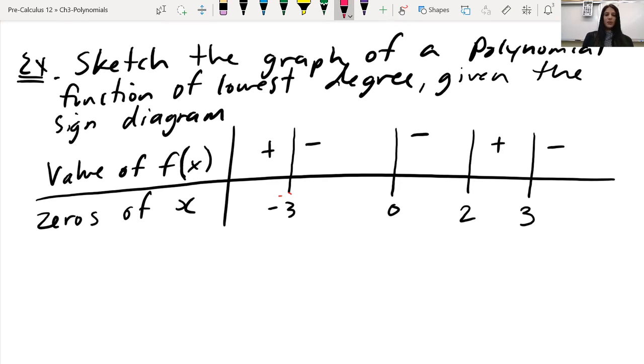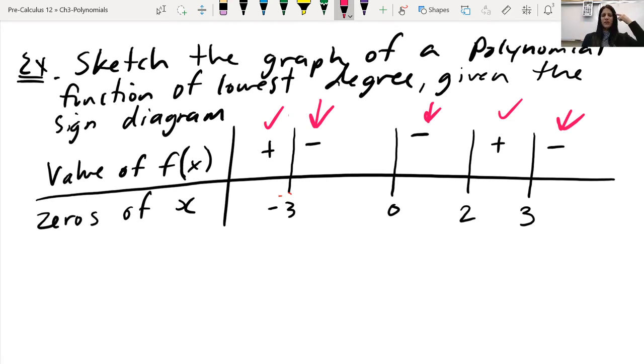So we notice that the value of f of x, this stuff up here, is telling you what the y values are doing. Right here and right here, the y values are above the x-axis. And right here and right here, the y values are below the x-axis. If the y values are positive, it's above the x-axis. If the y values are negative, it would be below the x-axis.